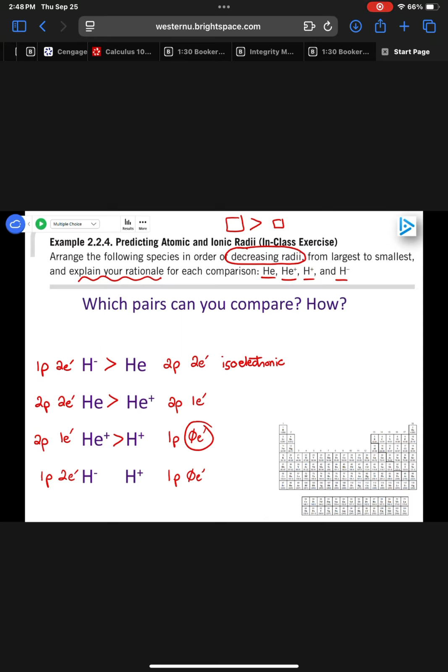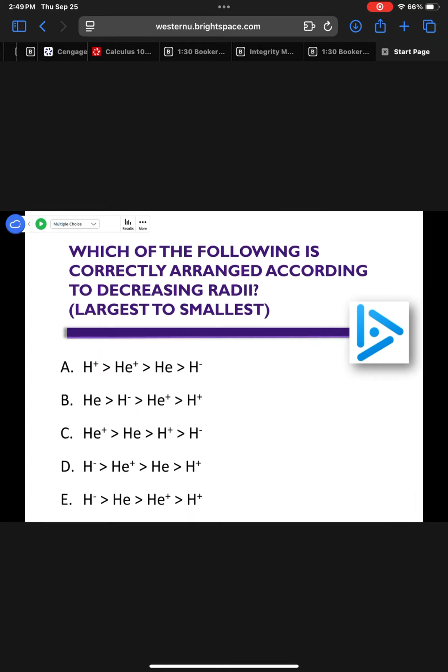Okay, and the last one, I'll do this one here. We have the same species, hydrogen to hydrogen, but the anion is definitely going to be bigger than the cation. Okay, this was a big question. We were asked to order these species from largest to smallest. Another way of saying that is according to decreasing radii.